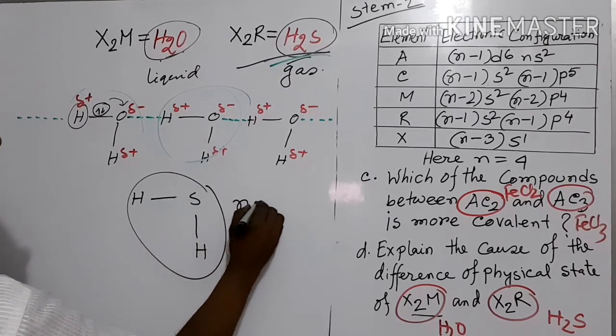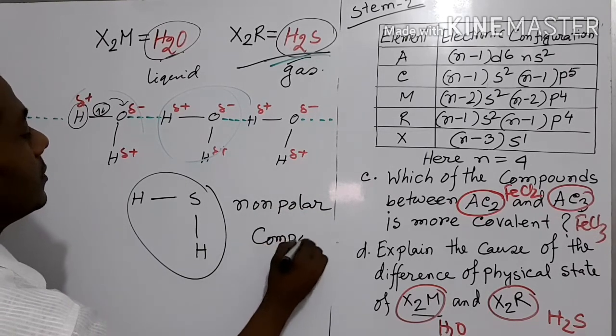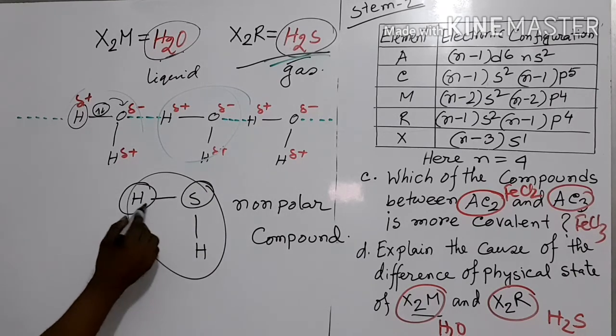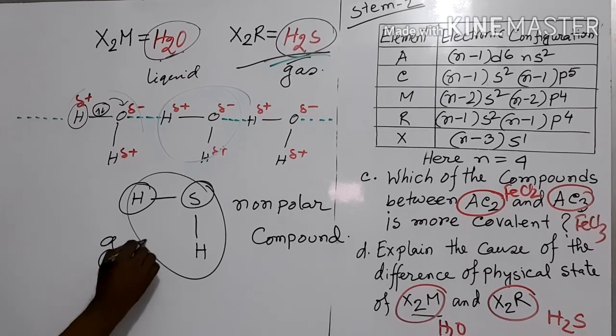Now, in the case of H2S, H2S is a non-polar compound. Why is H2S a non-polar compound? Because the electronegativity difference between hydrogen and sulfur is very low. As a result, only van der Waals attraction force is present in the H2S compound. H2S becomes gas in nature.